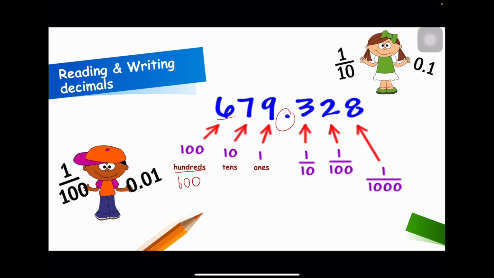And number 3 is in tens. Number 2, hundreds. Number 8, thousands. Okay, good job. How can you read this number? Okay, read together. 679.328.